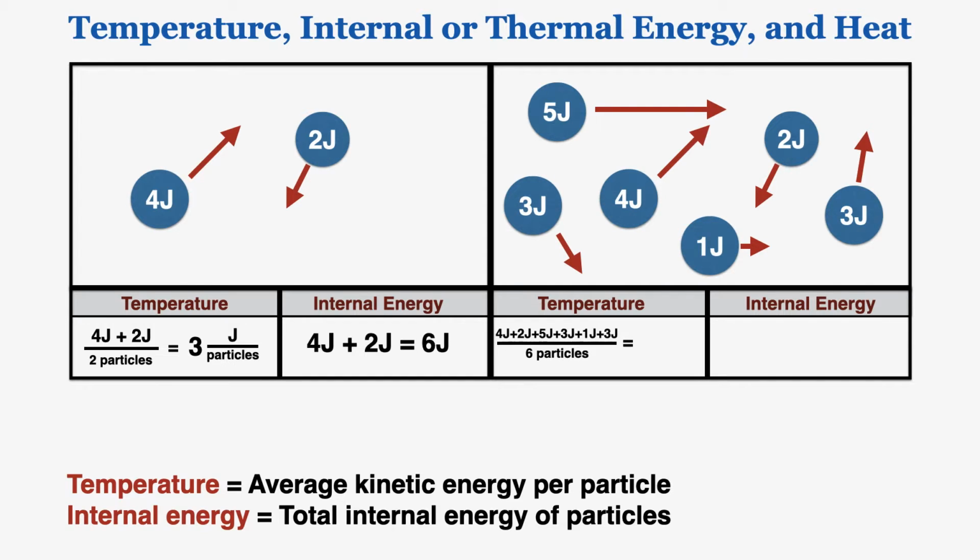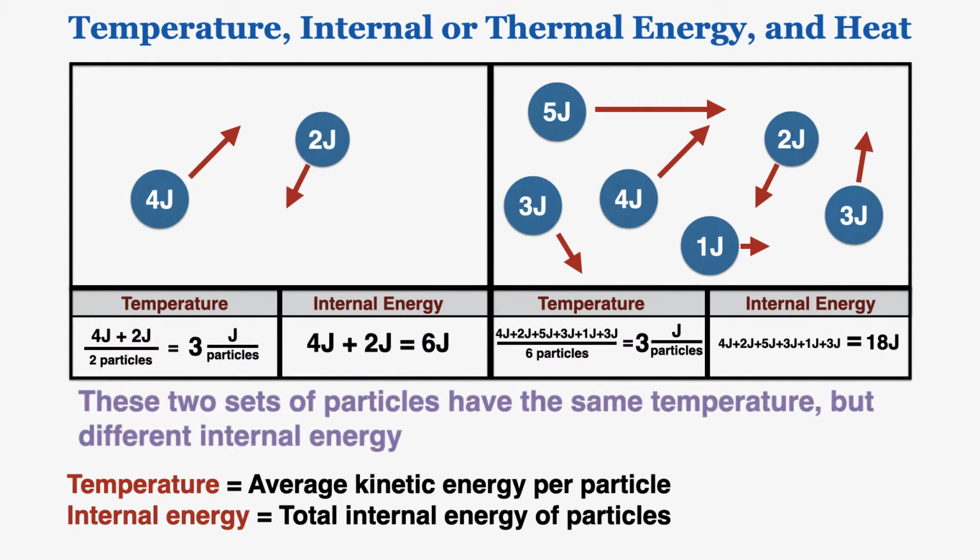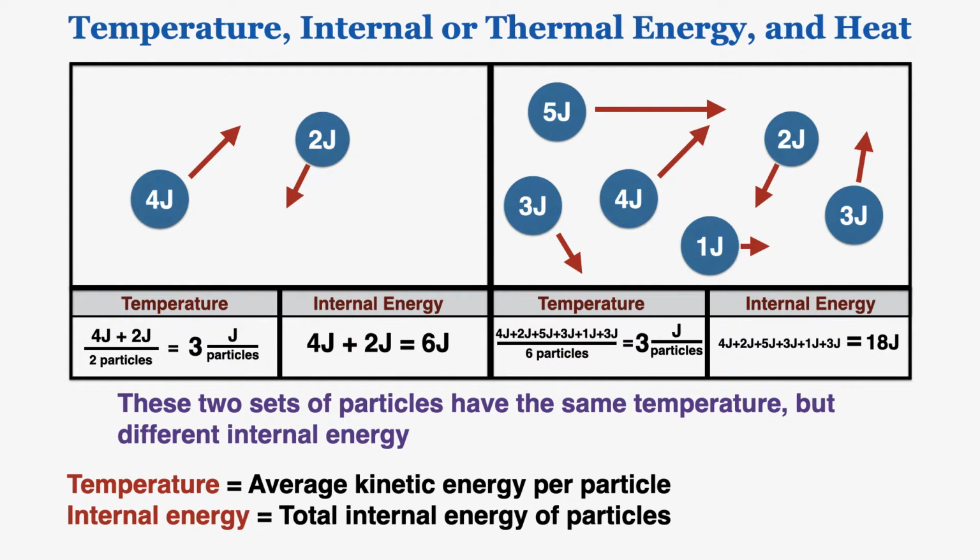If we look at the material on the right, and we find its average kinetic energy per particle, I find that that's actually also 3 joules per particle. So these two materials actually have the same temperature as each other because they have the same average kinetic energy as each other. But their internal energy is very different. I can see that the internal energy of the material on the right is much greater than the internal energy of the material on the left. So these two sets of particles have the same temperature, but different internal energy.